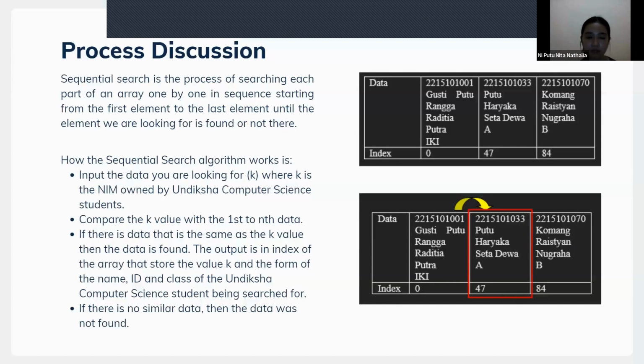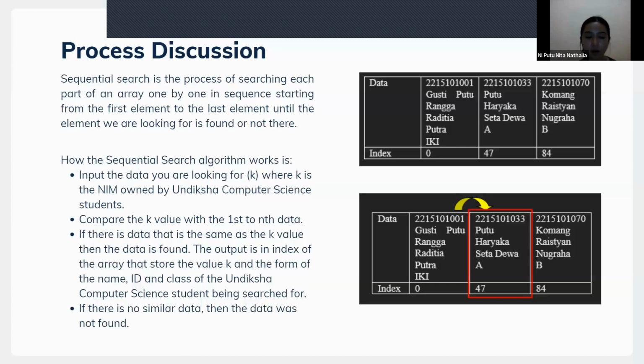The sequential search algorithm works like this. First is the input data: we are looking for value k, where k is the student ID, or what we actually call the NIM. The NIM is owned by Undiksha computer science students, especially students of computer science in 2022.